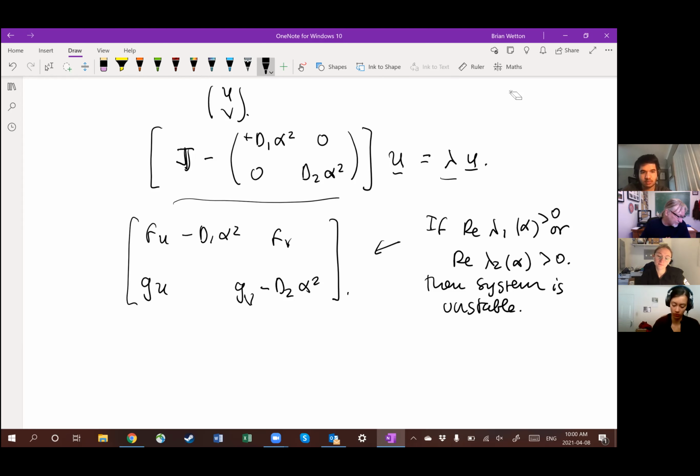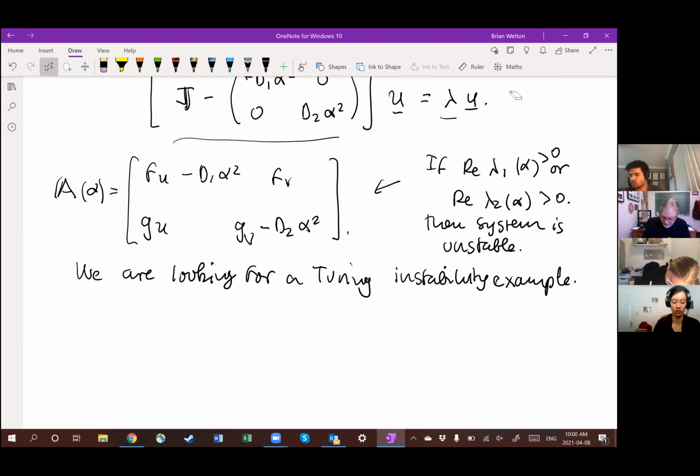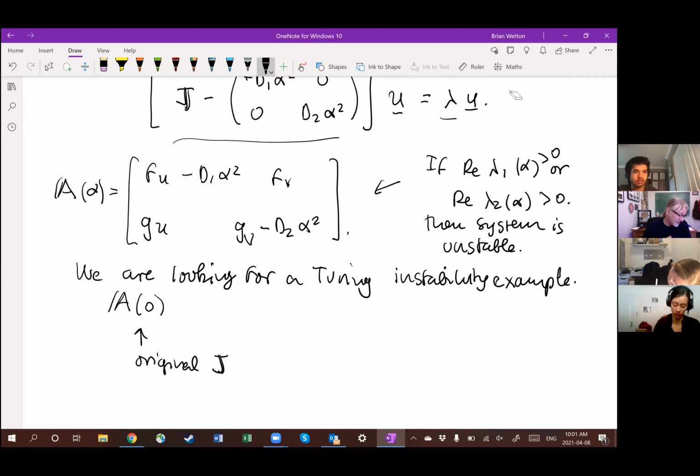Okay, so let's have a look. Let's remind ourselves what we're looking for. We are looking for a Turing instability example. This is a matrix, but it depends on alpha. So the Turing instability example should be, well, I should have A at 0. That's the original J. This should have eigenvalues with negative real parts.